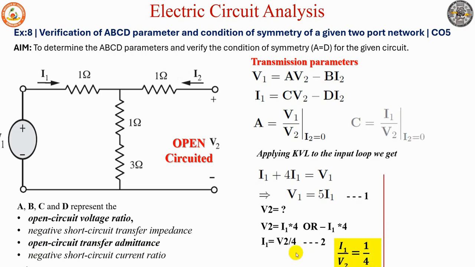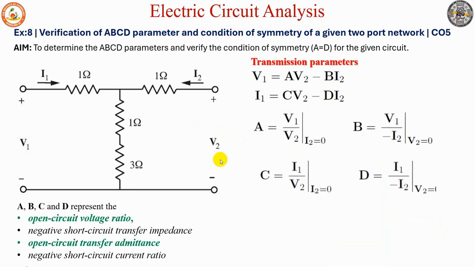Next, if I substitute the value of I1 here, if I substitute equation 2 in equation 1, I get the answer for A parameter, right? So we know that V1 is 5 into I1, I1 is V2 by 4, so 5 into V2 by 4. If I rearrange this, moving V2 from the numerator to the denominator, we get V1 by V2, which is equal to 5 by 4, right? And this is our A parameter, which is nothing but open circuit voltage ratio, and it's of the same quantity, so there's no unit. This is 5 by 4. So this is how we can solve for A and C by making I2 open.